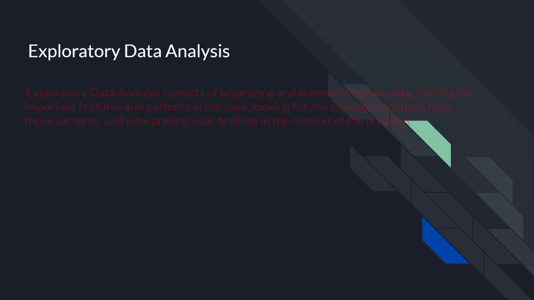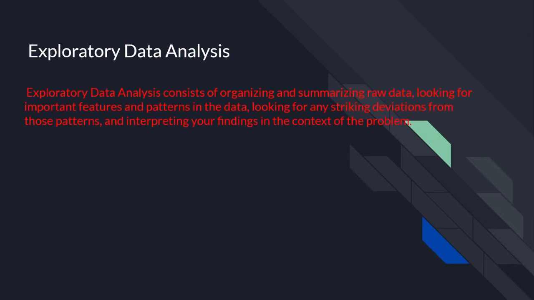Basically, exploratory data analysis consists of organizing and summarizing raw data, looking for important features and patterns in the data, looking for any striking deviations from those patterns, and interpreting your findings in the context of the problem. We will begin exploratory data analysis by looking at one variable at a time, also called Univariate Analysis.